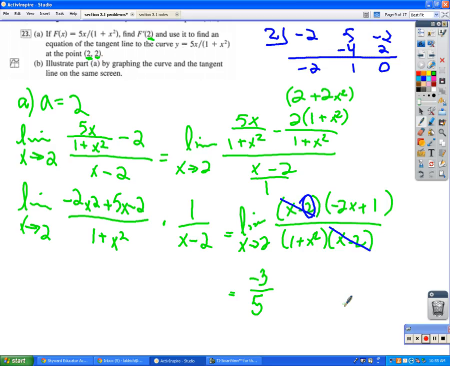Okay, so then it says use it to find an equation of the tangent line to the curve at that point. You don't need to go over that. Yep, point slope form: y minus 2 equals negative 3/5 times x. Okay, B, I'm just going to write okay. And then you can graph that on the calculator if you want.